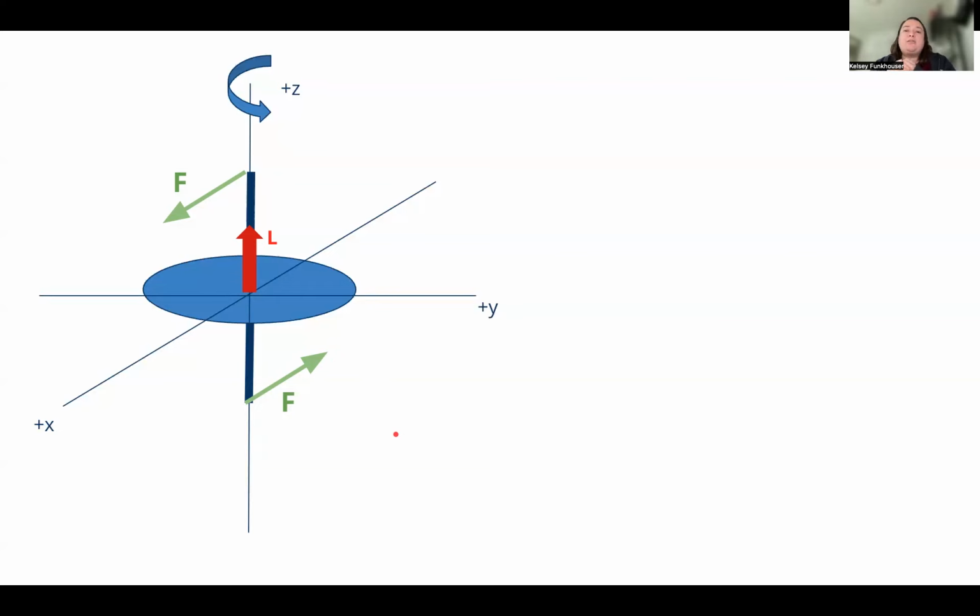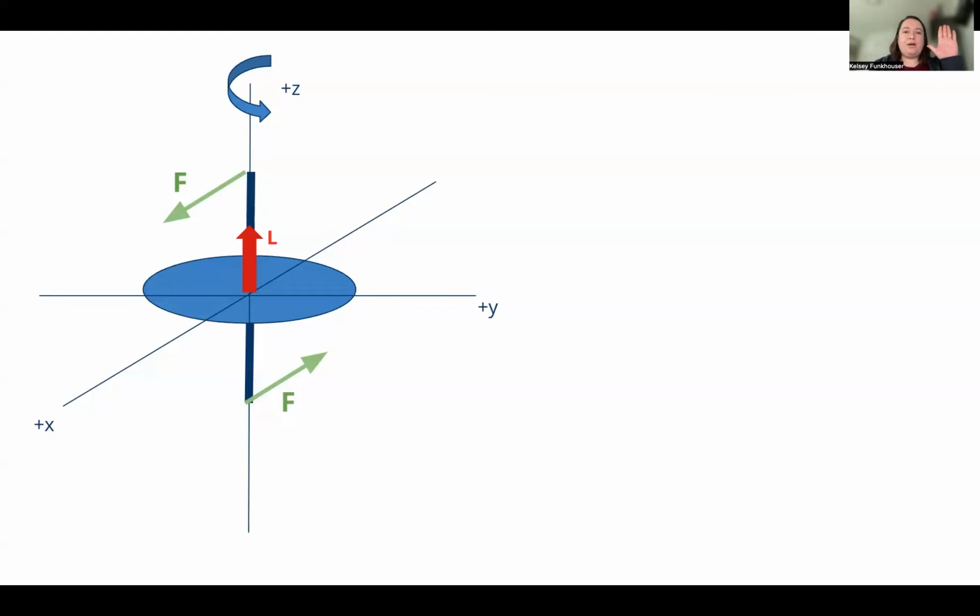So again, we want to use the right-hand rule for a cross product, the one for torque. So we do R cross F, and R is just along the axle toward the force. So I'll do the top one first.